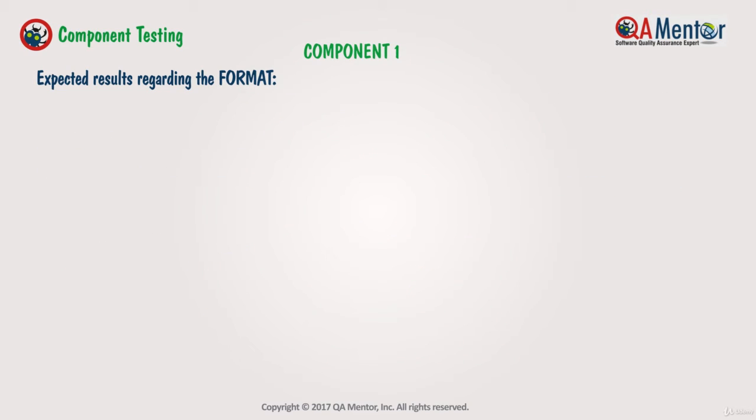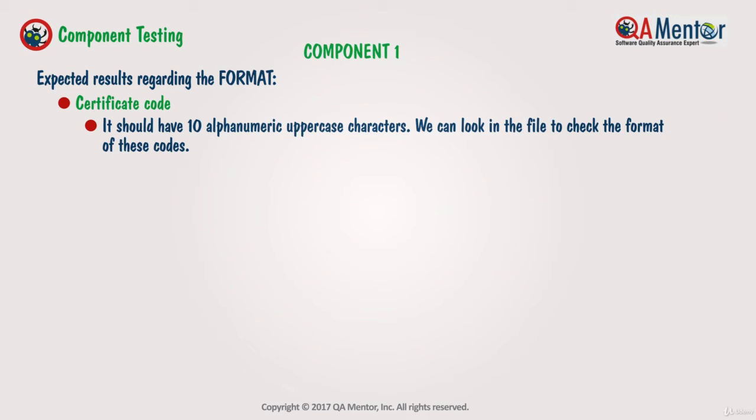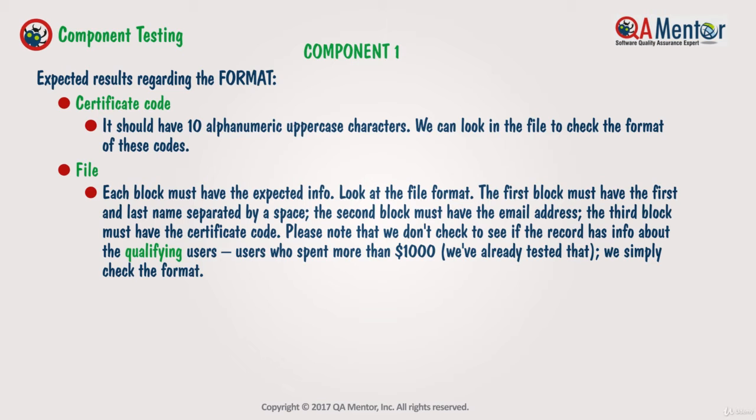Expected results regarding the format? Certificate code. It should have 10 alphanumeric uppercase characters. We can look in the file to check the format of these codes. File. Each block must have the expected info. Look at the file format.